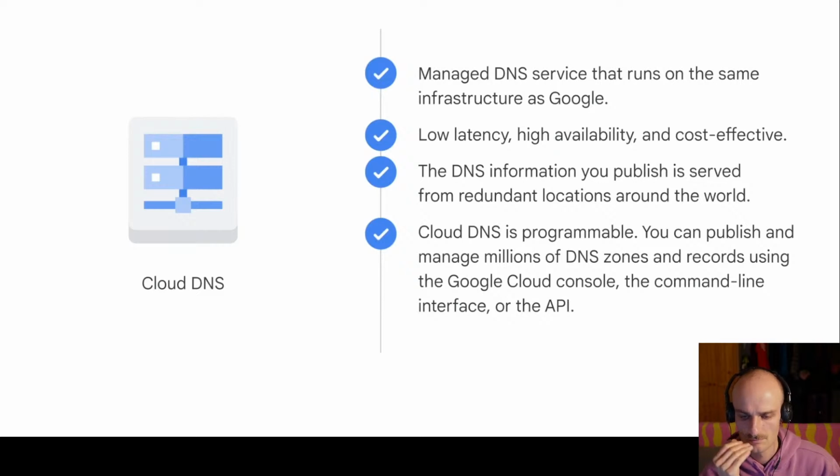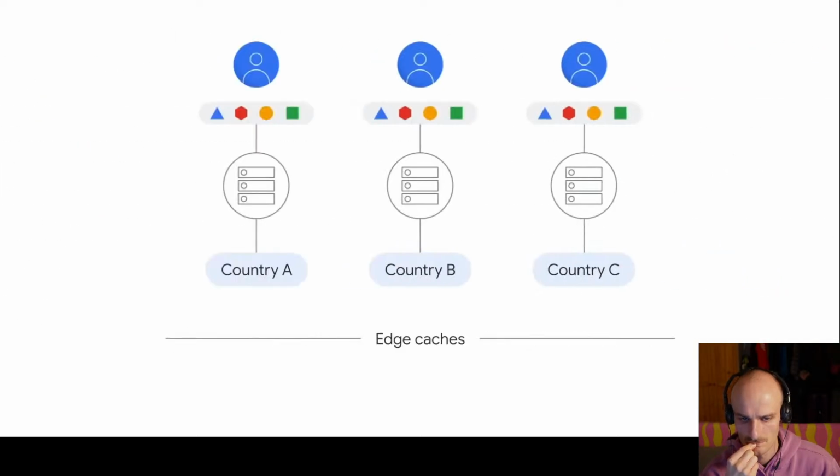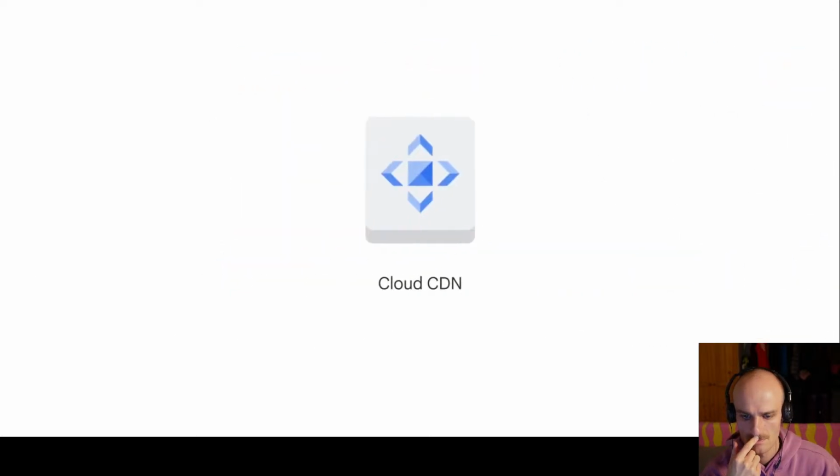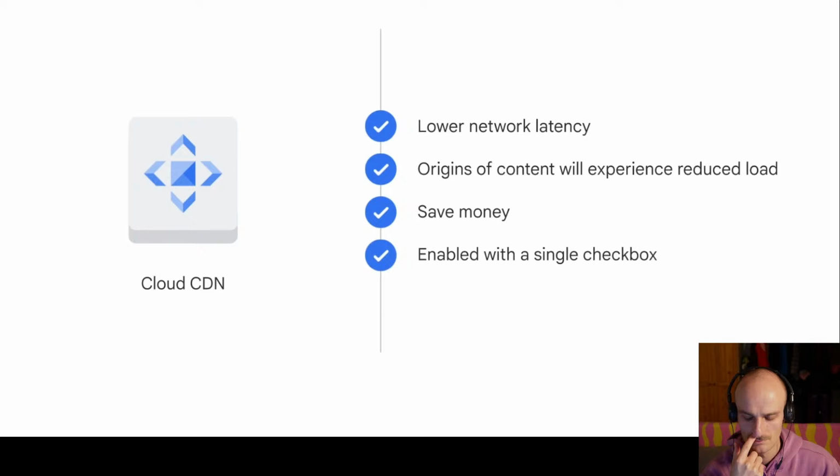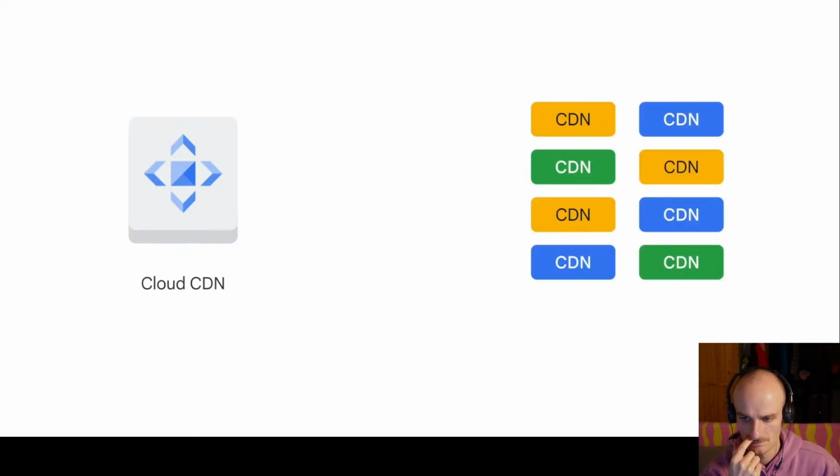Google also has a global system of edge caches. Edge caching refers to the use of caching servers to store content closer to end users. You can use this system to accelerate content delivery in your application by using Cloud CDN, Content Delivery Network. This means your customers will experience lower network latency, the origins of your content will experience reduced load, and you can even save money. After an application load balancer is set up, Cloud CDN can be enabled with a single checkbox. There are many other CDNs available out there, of course.